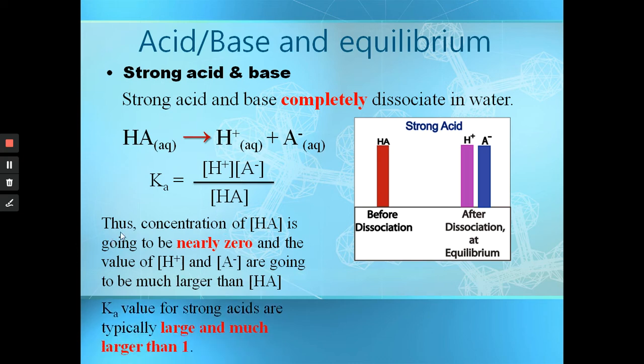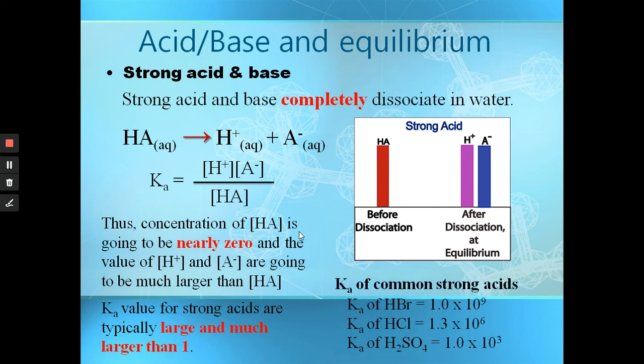Therefore, the Ka values for strong acids are typically large, much larger than 1. A value of 1 is when you have about equal concentrations of reactants and products. But since your H and A are much larger than HA, the concentration of H and A combined is much larger than before, and the Ka value is much larger than 1.